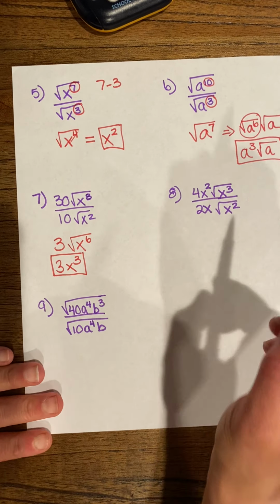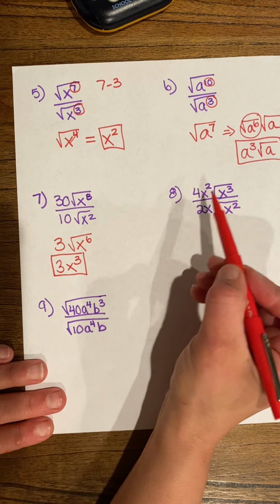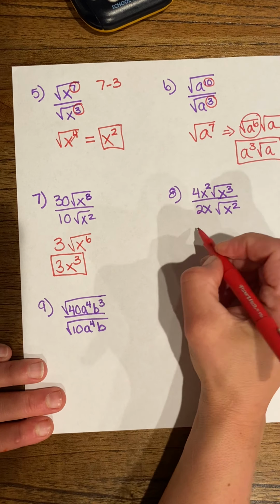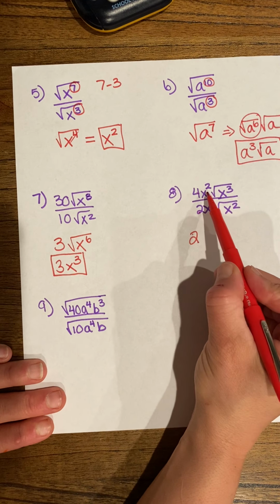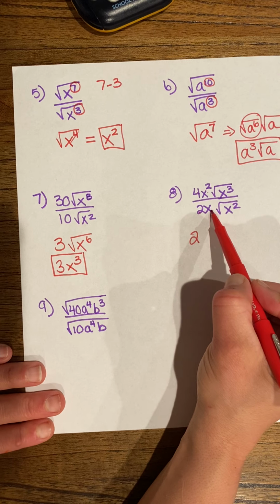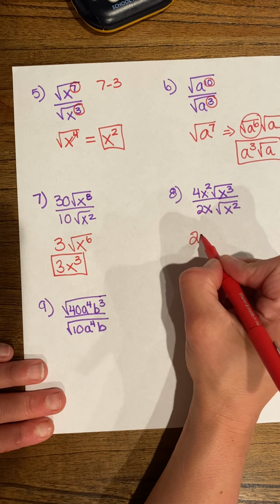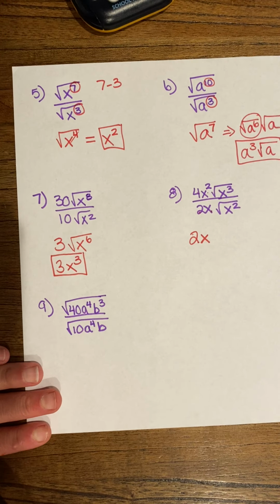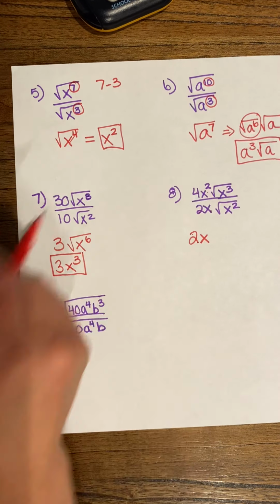Here, a little bit more to do. There's a lot. So again, I can divide this 4 and the 2 on the outside and get 2. I can divide this x squared and x, right? I can still subtract exponents and I just get x to the 1. But it would be outside because that's outside.